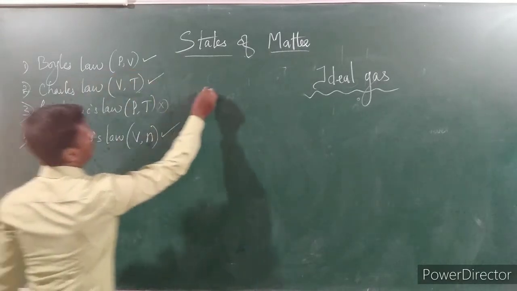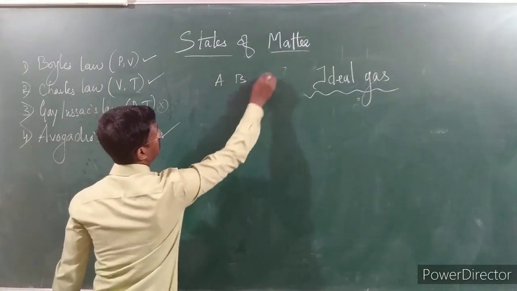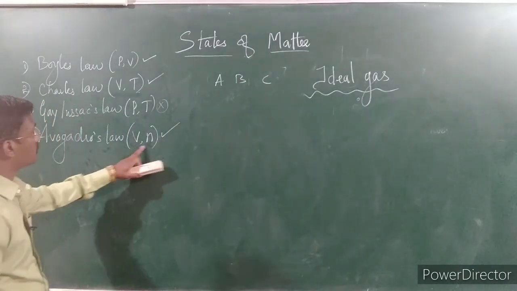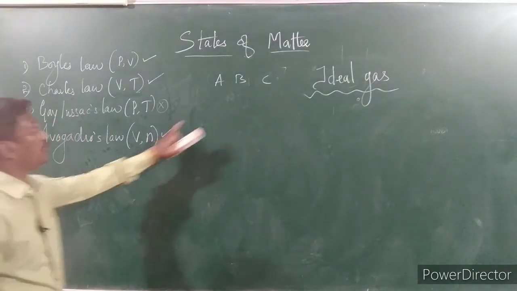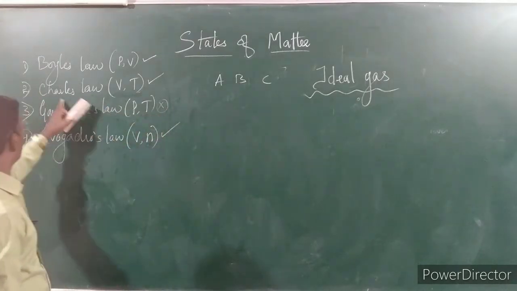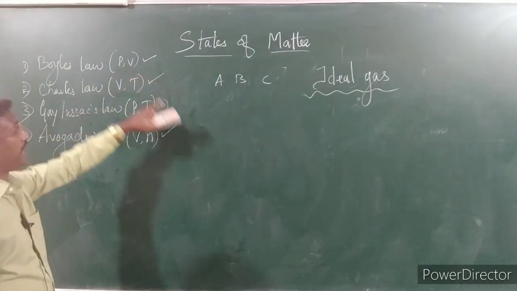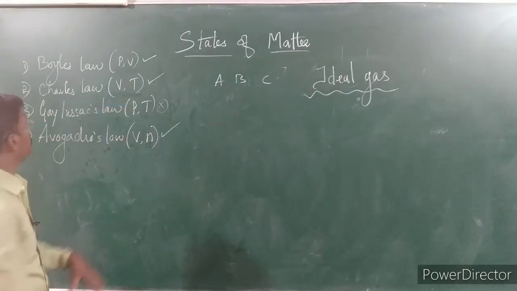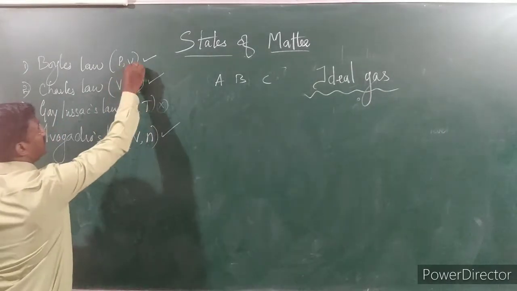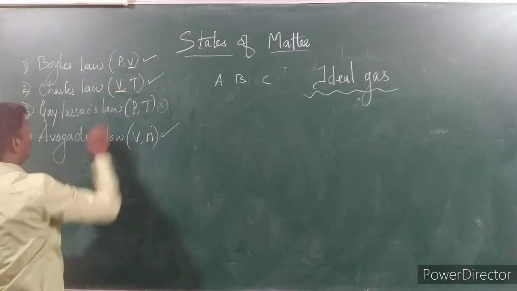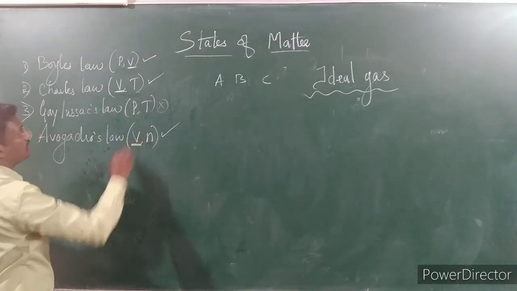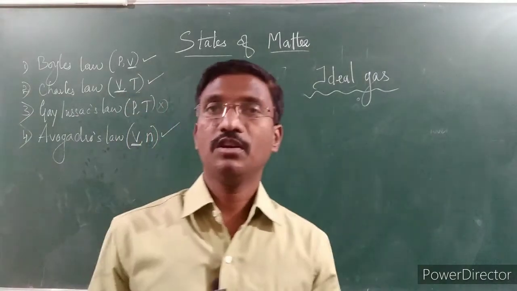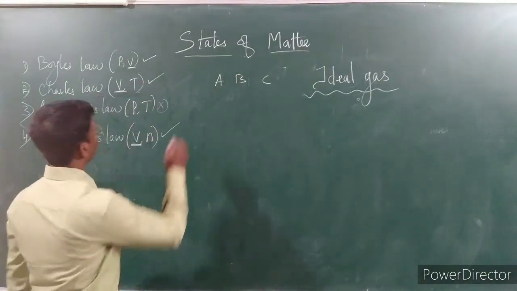So I would like to take A, B, C. According to Avogadro's law, it is going to relate V and n. Boyle's law is going to relate P and V, and Charles's law is going to relate V and T. Can you see here? In Boyle's law, V is there. In Charles's law, V is there. In Avogadro's law also, V is there. So it means that one common term is V. For that reason, I would like to start from V only.